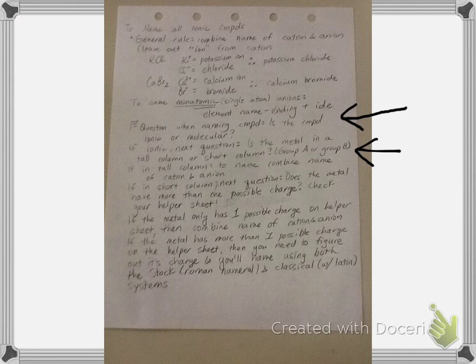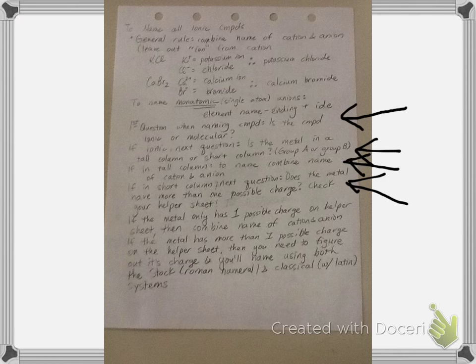Now, if it's in a tall column, it's simple because remember, in our tall columns, we only have one possible charge. We don't have to worry about having two different ways to name it because every person who's a chemist anywhere in the world knows that the only ion that sodium is going to form is sodium with a +1 charge. So we don't have to communicate to them which sodium ion we mean. There's only one. That becomes a little bit more problematic when we're talking about the elements that are in the short columns of the periodic table.